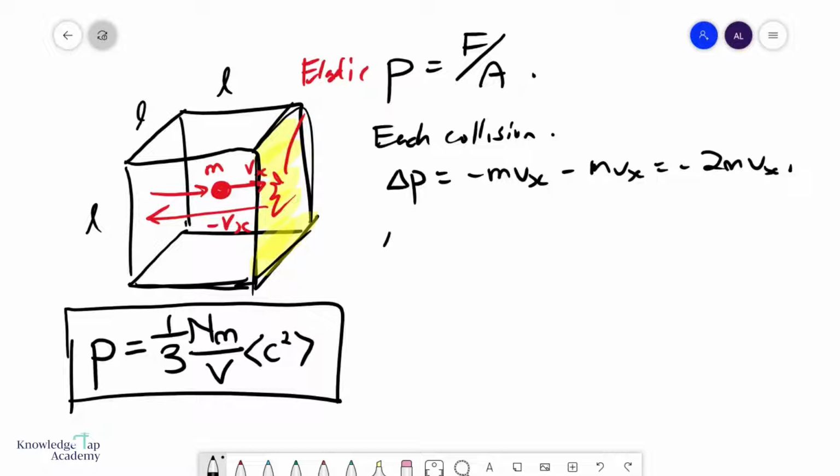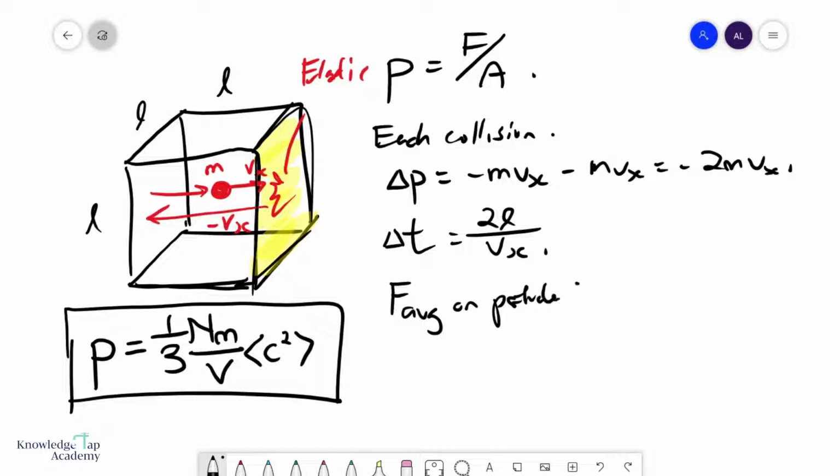Now, what about the time taken between the collisions, delta t? Its speed is going to be constant. It's going to travel a total distance of 2L because it goes back and forth between collisions. And so delta t is simply going to be 2L divided by vx. And so we can find the average force on this particle using Newton's second law, delta P over delta t. And this will become, of course, minus 2mvx squared over 2L, which is minus mvx squared over L.